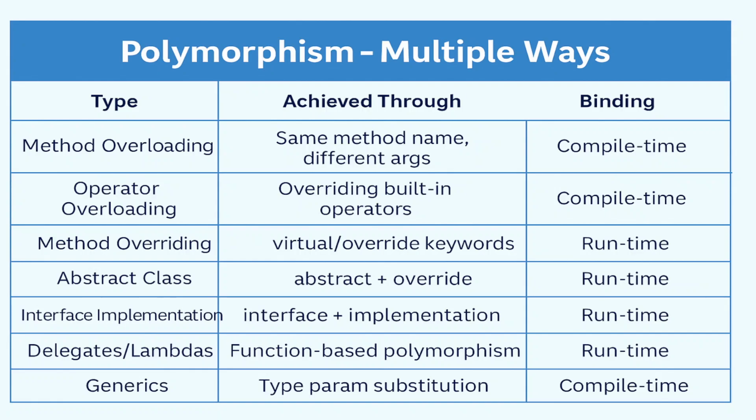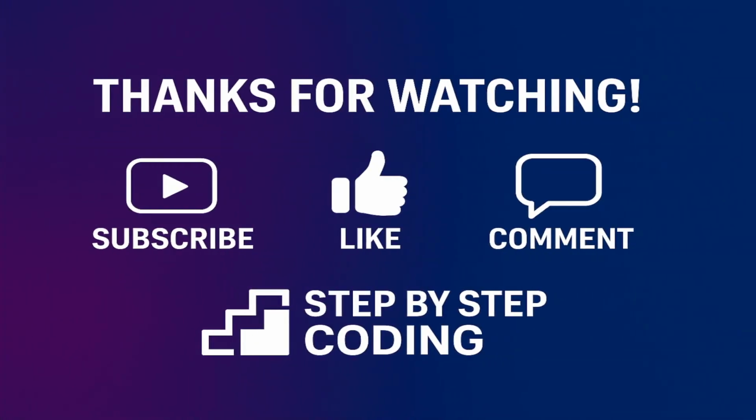All right, that was all about polymorphism today. We covered the definition of polymorphism, we talked about its importance, we talked about compile time polymorphism with method overloading, and runtime polymorphism with method overriding. We also covered the virtual and override keywords. We also touched on the different ways you can implement polymorphism. So that's all for today.